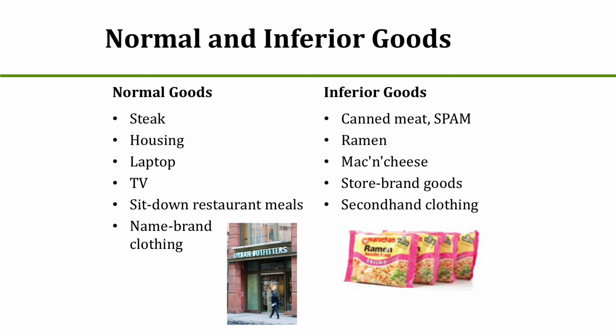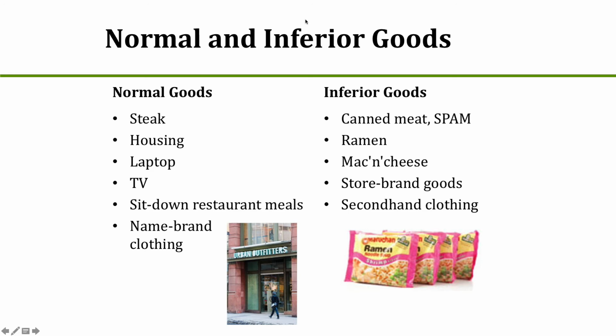Store brand goods. Store brand goods means, for example, you went to a supermarket, and let's say the name of the supermarket is X, and when they are selling milk, the brand of that milk is X milk. So these kinds of goods are generally cheaper, and people tend to think that these goods are also low quality. So when people become poor, they tend to buy more of these goods, and when people become rich, they tend to buy less of these goods. That's why we call these goods inferior goods.